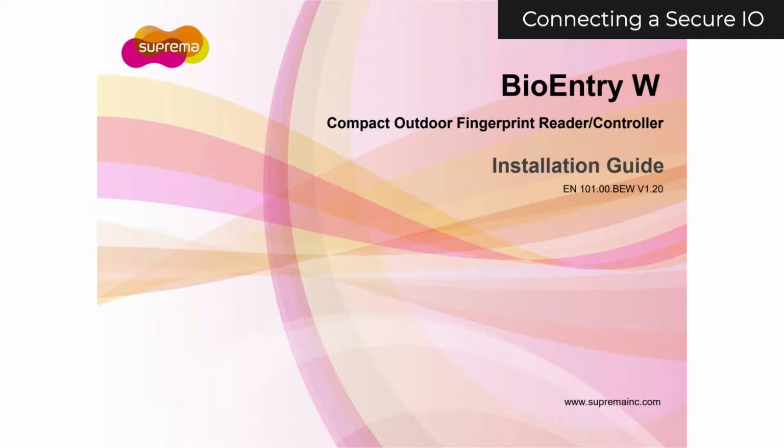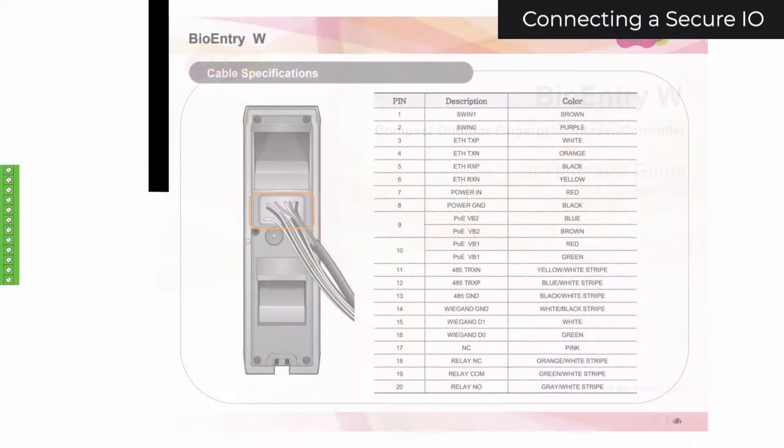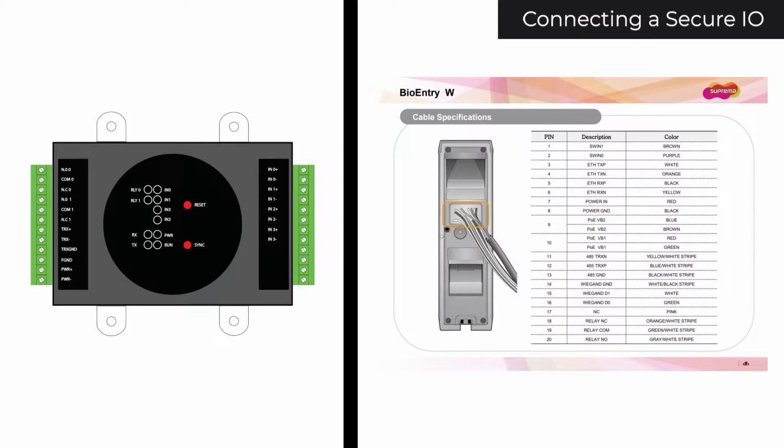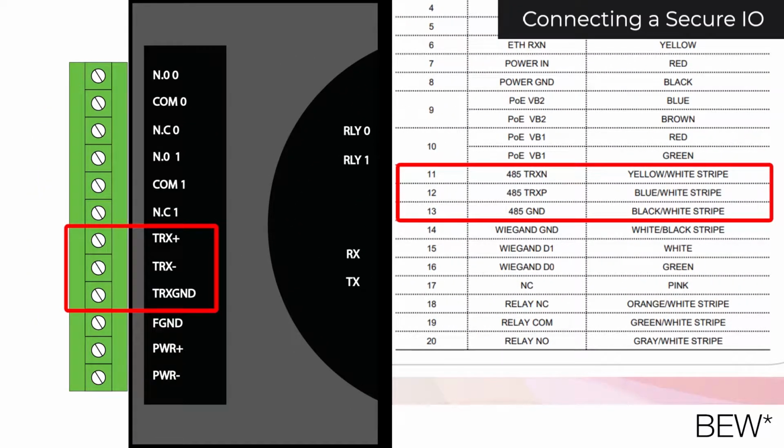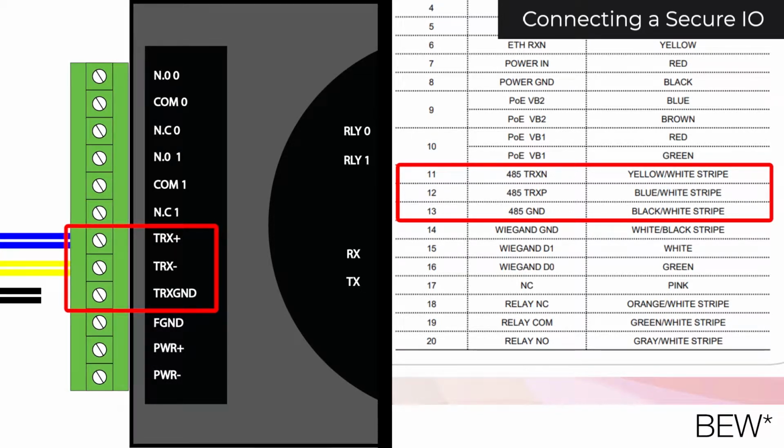For example, I'm using a BioEntry W. To connect the reader to your secure I.O., we'll use RS-485 cables, whose names contain either 485 or TRX. In my case, cable 12 corresponds to TRX plus, cable 11 to TRX minus, and cable 13 to TRX ground.